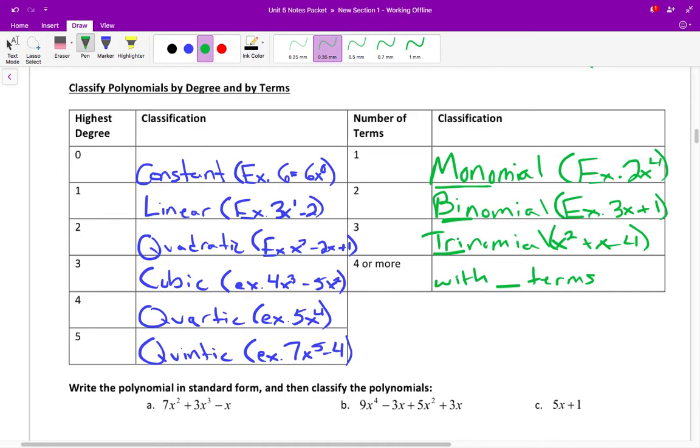You could have a constant with 5 terms. You could have a quadratic with 4 terms. You could have a quintic with 7 terms. It really just kind of depends. But we just say that it's a polynomial with blank number of terms. Nothing special there. Okay, so let's do this.